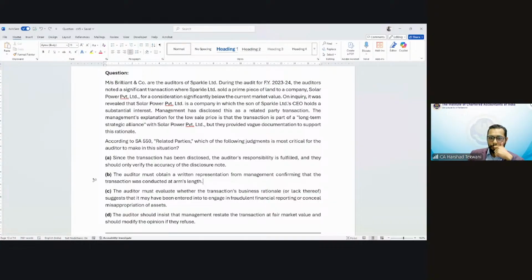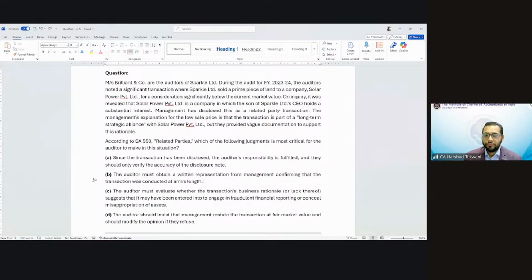So the auditor cannot insist that they restate the transaction. If you identify a misstatement, can you not ask the management to rectify the misstatement? Yes, sir. Whenever the auditor finds a mistake, the auditor can inform the management to rectify it. And if they are not rectifying, then the auditor can modify the opinion. That point is there actually. But then why not D? Why C?